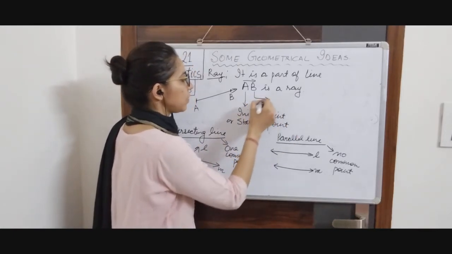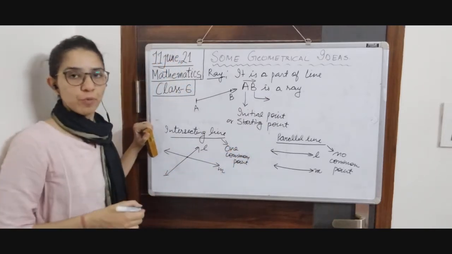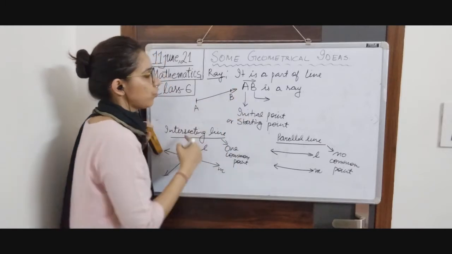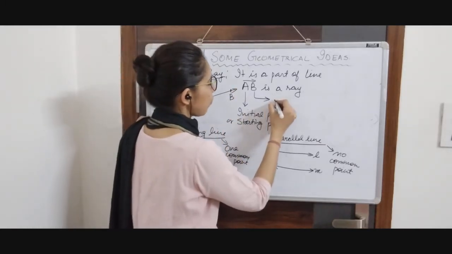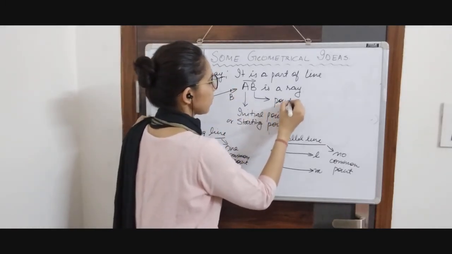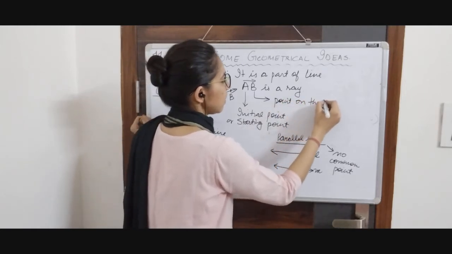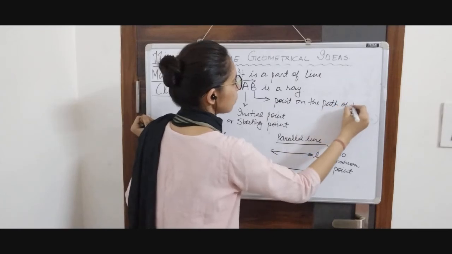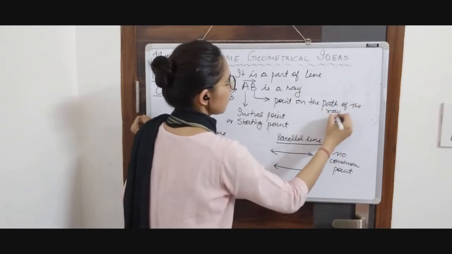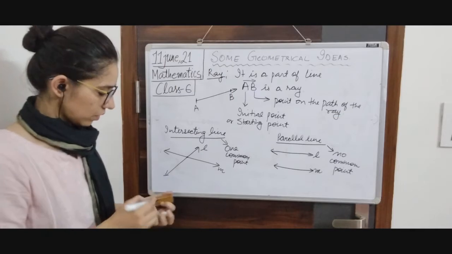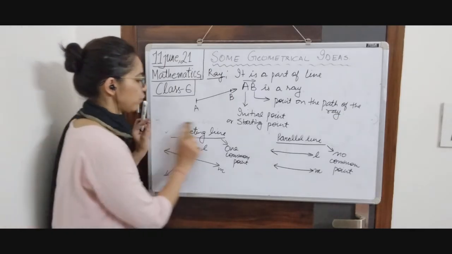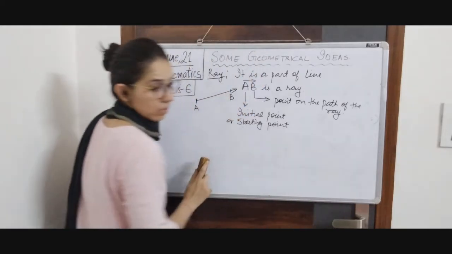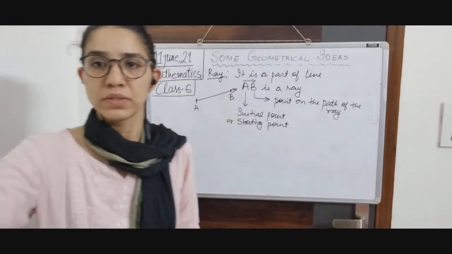Whereas this B, it is not an ending point. This B is a point on the path of the ray, okay? It is a point on the path of the ray, okay? These were the concepts that we will be using in our chapter. Now we will start with the exercise.